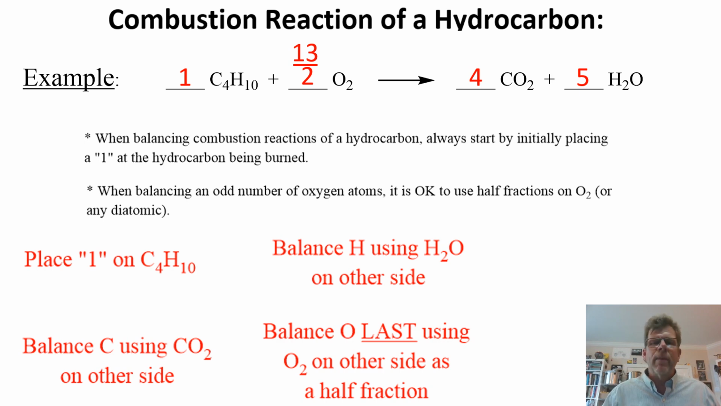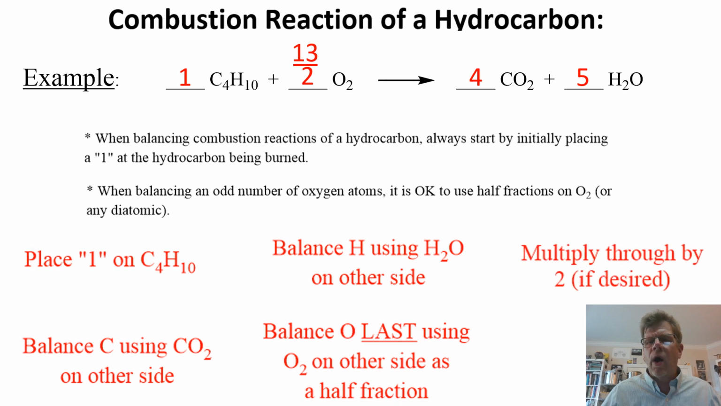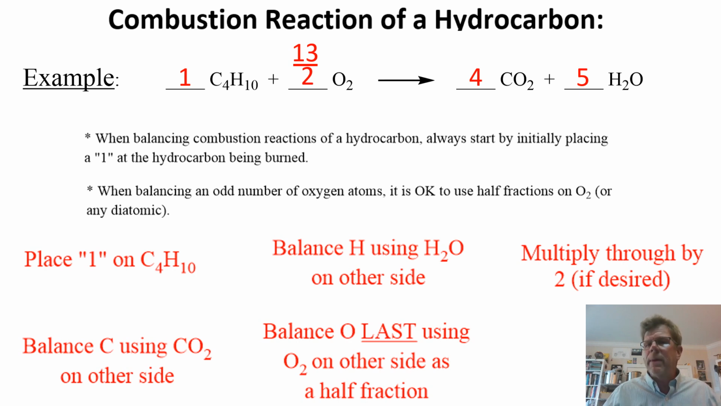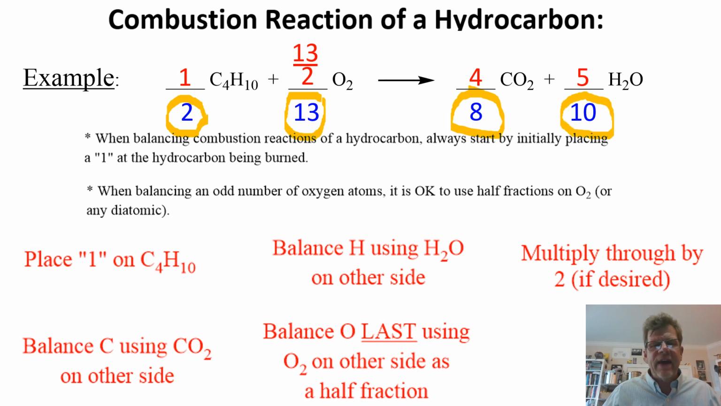What you may see, and what many like to do, is to clear the fraction by multiplying through by 2, and putting a 2 on here if you desire. You do not have to. Some people, like me, are sort of anal retentive. I don't like to see half fractions in there. So if I multiplied through all of these numbers by 2, it's still going to be balanced. And if I did that, I'd end up with 2 of the hydrocarbon. That fraction would be cleared to be 13 O2. 4 would turn to 8, and 5 would turn to 10. That is a possibility. This is also correct as written.